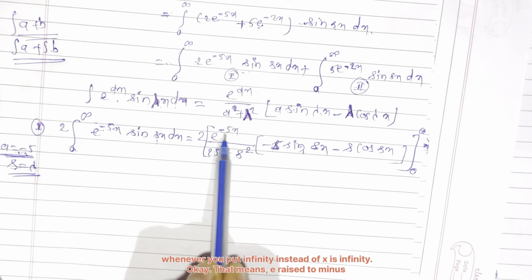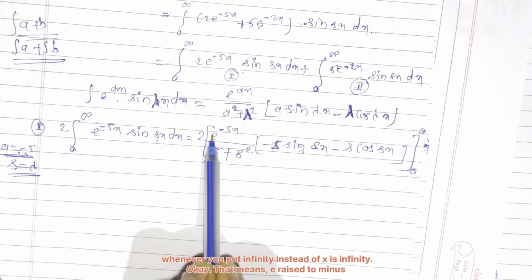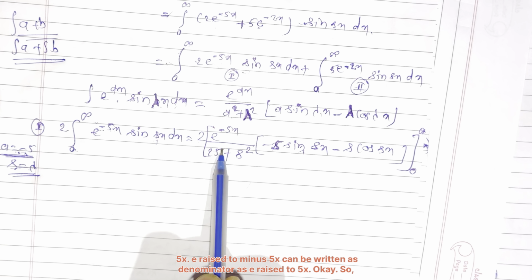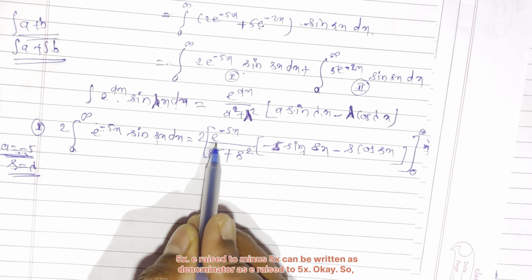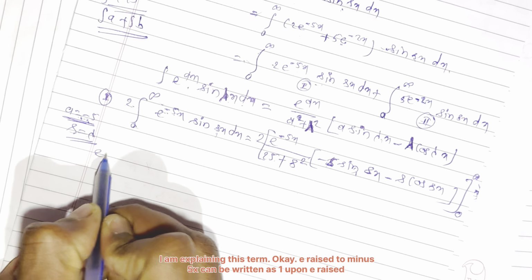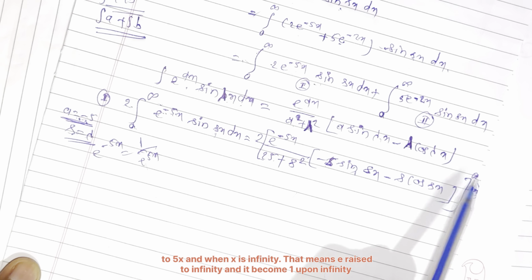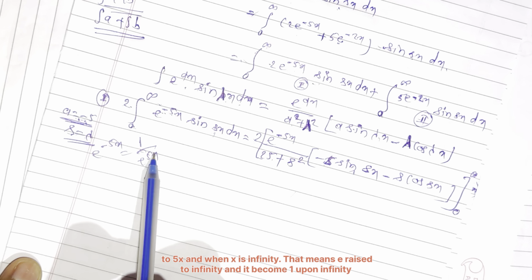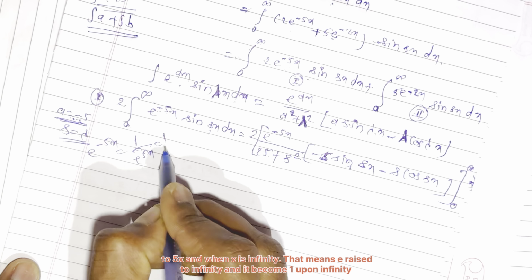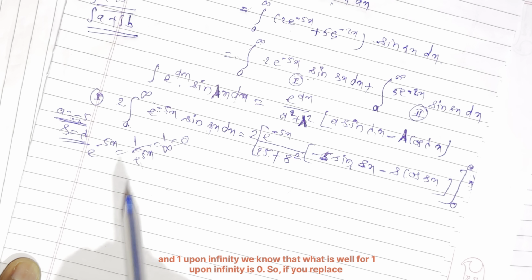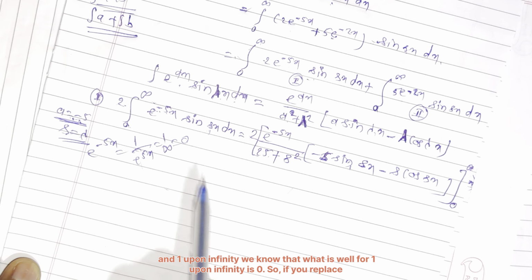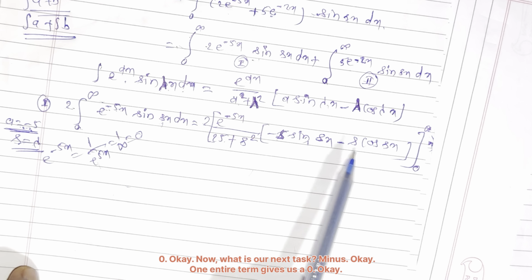Now see that whenever you put infinity instead of x, e raised to minus 5x can be written as 1 upon e raised to 5x. When x is infinity, that means e raised to infinity, and it becomes 1 upon infinity. We know that the value of 1 upon infinity is 0. So if you replace x with infinity, we get the entire term 0.